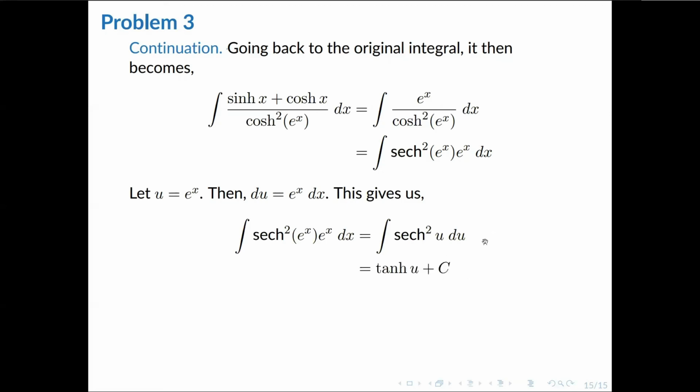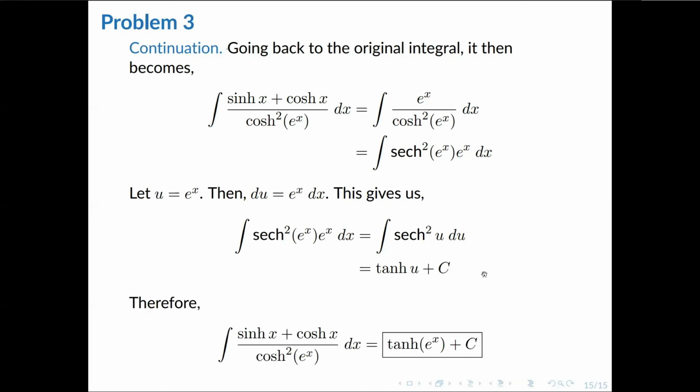Then, using the readily available integral from this form, we get the hyperbolic tangent u plus an arbitrary constant c. So substituting the value of u, we get the final answer to be hyperbolic tangent e raised to x plus c. So that ends our lecture for this topic.